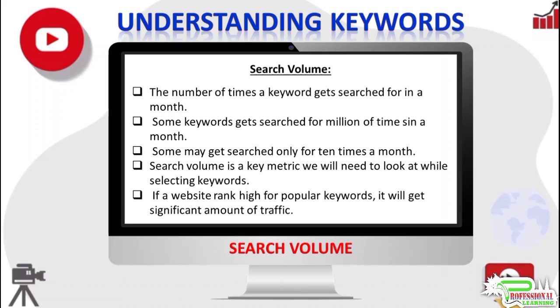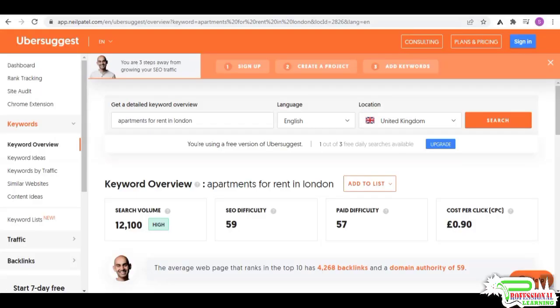If your website ranks high in the search engine for keywords that get searched for a lot, then your website will have a significant amount of traffic. To get search volume data for keywords, there are some free tools and some paid tools. Ubersuggest.com is a free tool you can use to get search volume data. There are several other tools and we will look at a few of them later.